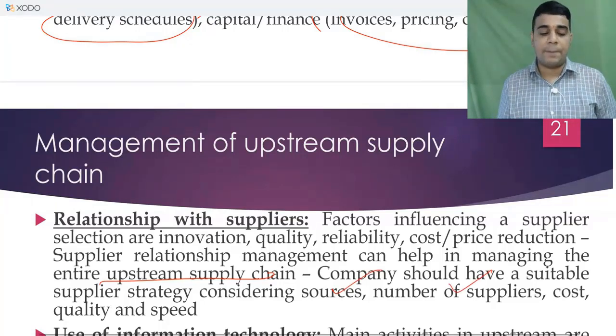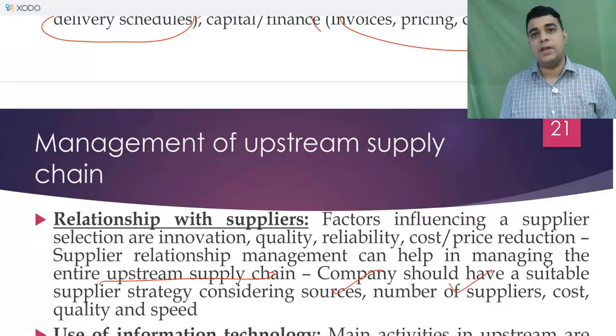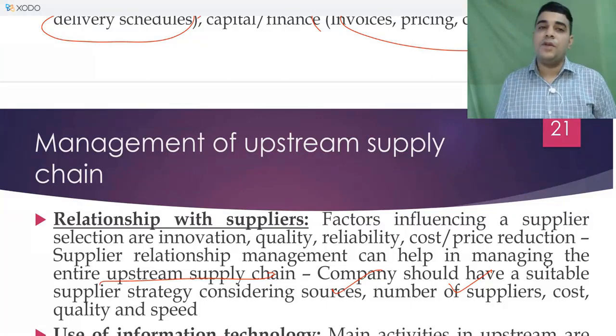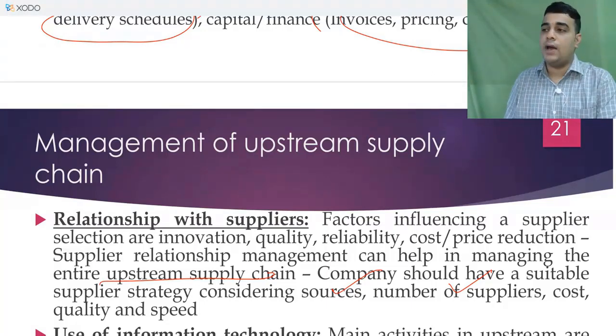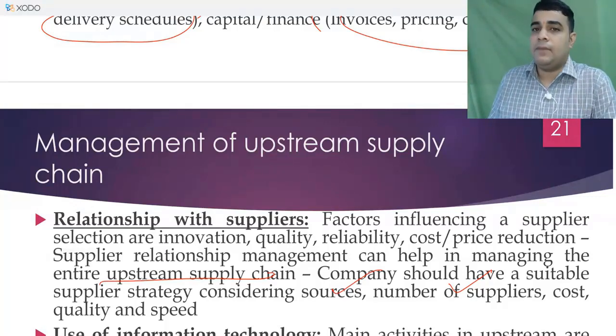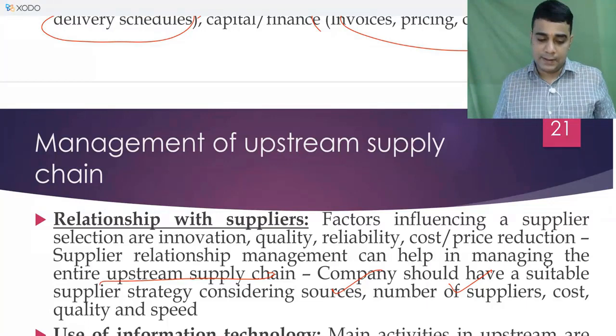Sources, number of suppliers. Sources is whether you want to depend only on indigenous sources, whether you want to go for imported sources, within the country, also multiple states from where you can do the procurement. Cost, quality and speed. So SRM is going to help you in having all this information. It's a tool which will capture all this information. It could be integrated with the ERP which an organization maintains, because in ERP all transactional data would be covered, all procurements, all receipt of material. So you can link it with your ERP and maintain this.